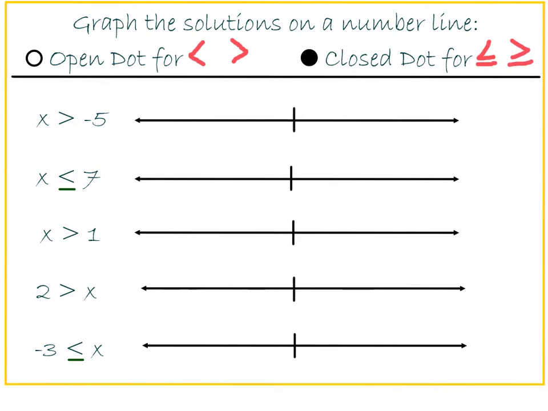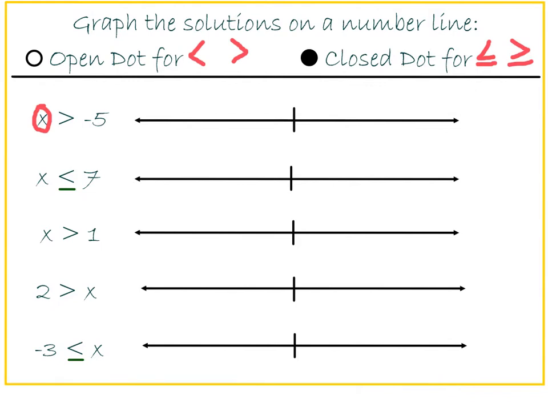Okay, so for the first question, it says x is greater than -5, and we want to graph all of the solutions to this inequality on a number line. So what are some possible solutions for x? What are some numbers greater than -5? -3, -2, -1, 0, 1, 2, 3, 4, 5. We could continue counting because there's an infinite number of numbers that are greater than -5. So somehow we need to show that on our number line.